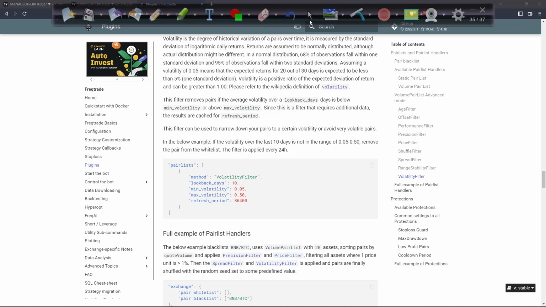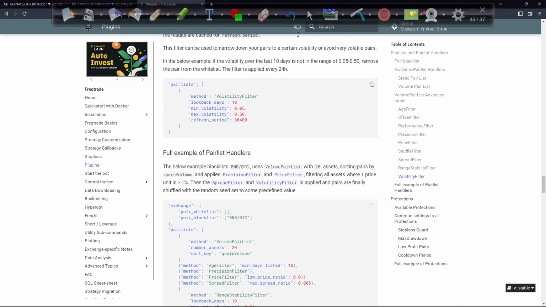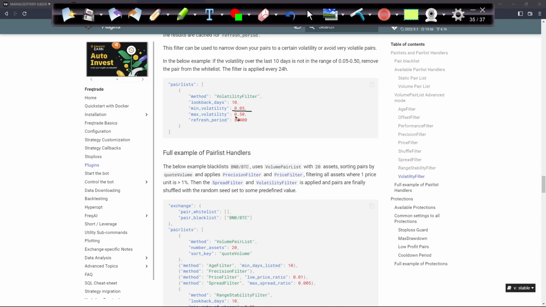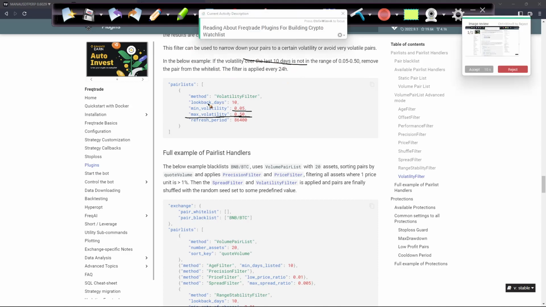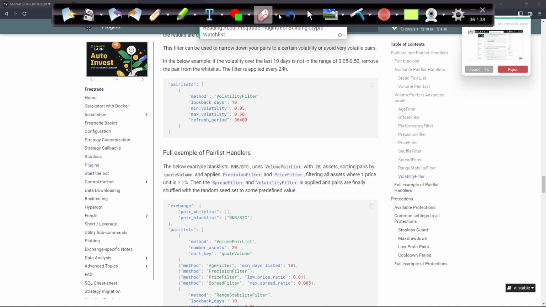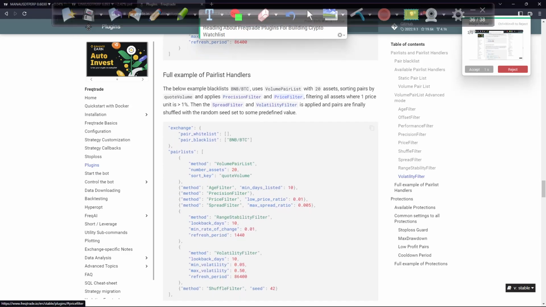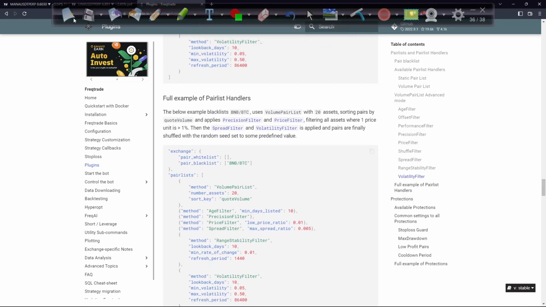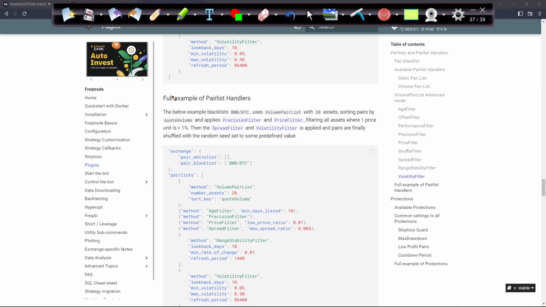All right, now what we have is minimum volatility set as 5%, and then maximum volatility set as 0.50, which is like average over 10 days, look back days. All right, now we have a full example of a pair list handlers.